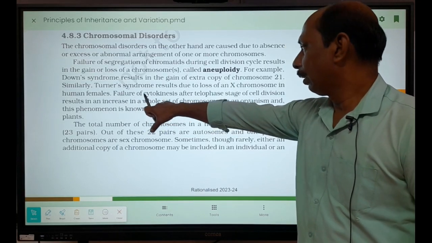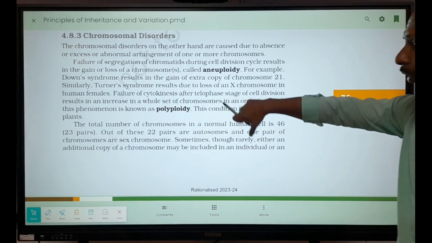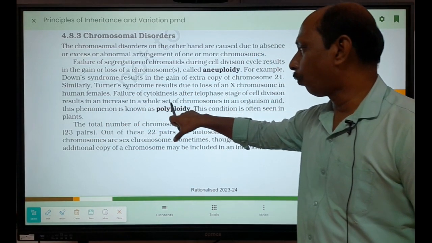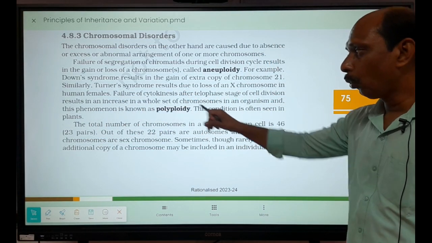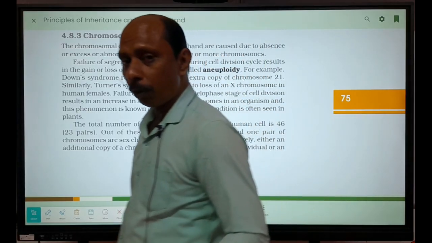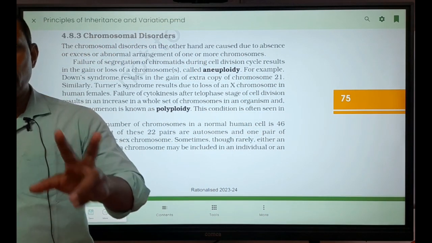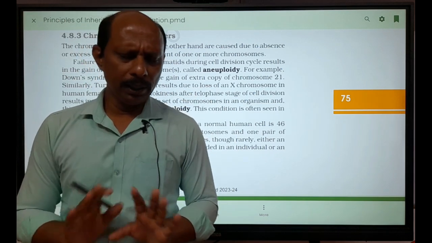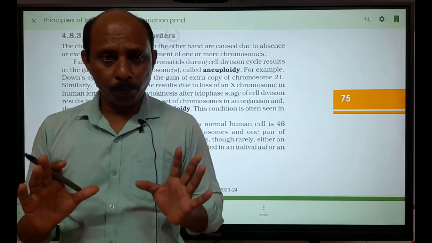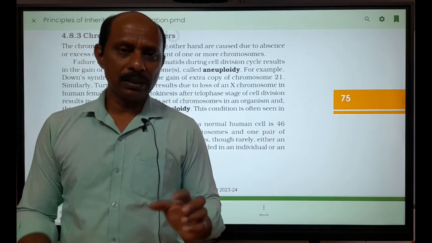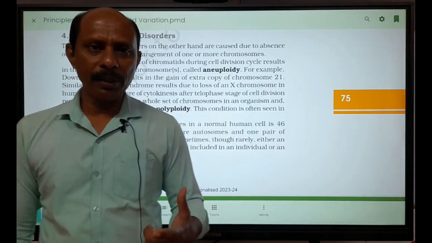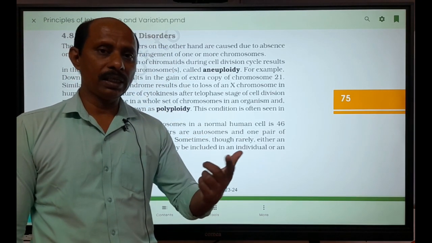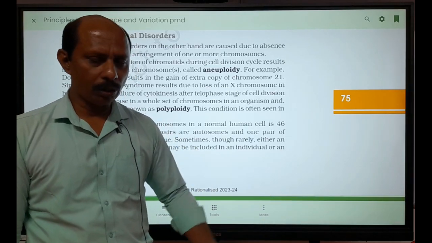Failure of cytokinesis after telophase stage of cell division results in an increase of the whole set of chromosomes. Ploidy means two types: either euploidy or aneuploidy. Euploidy means the set of chromosomes is increased or decreased, meaning 2n, 3n, 4n, 5n. It is called polyploidy, right?